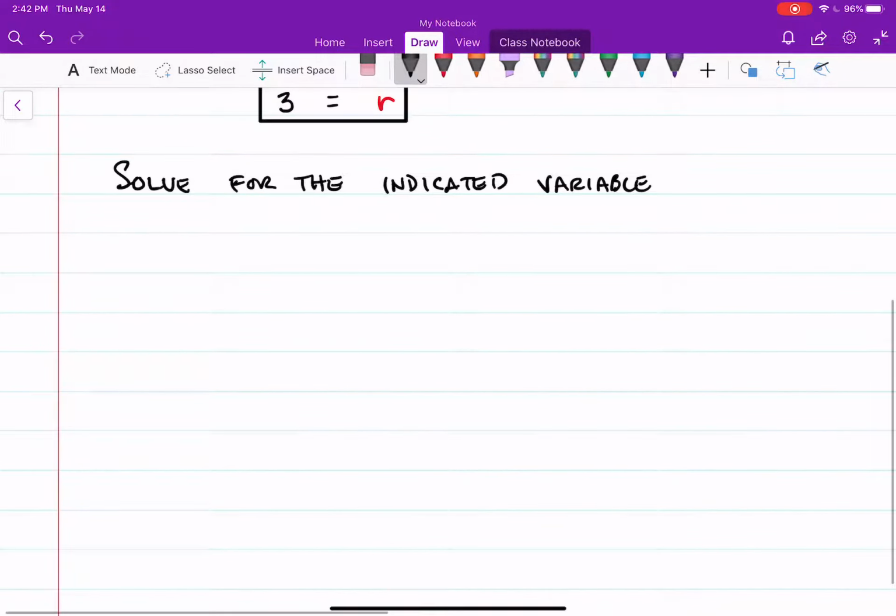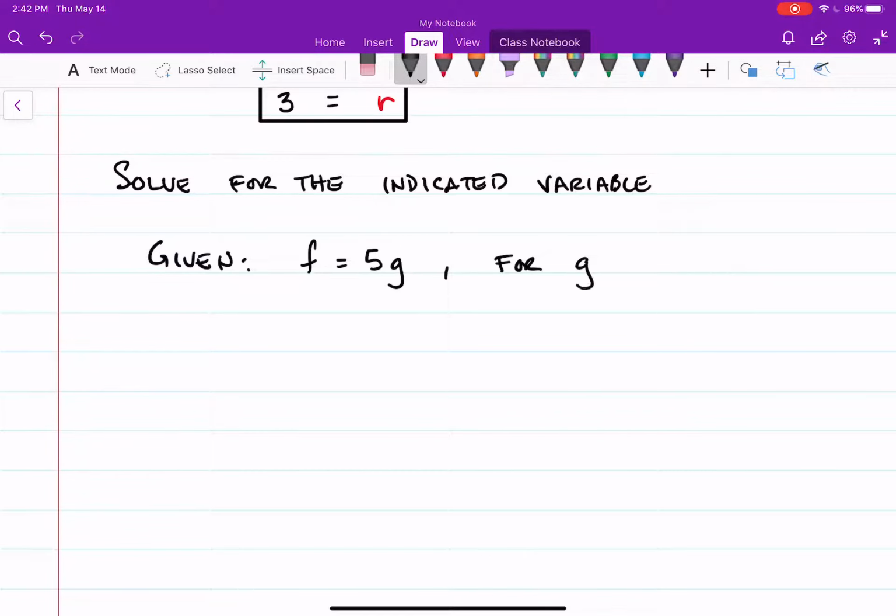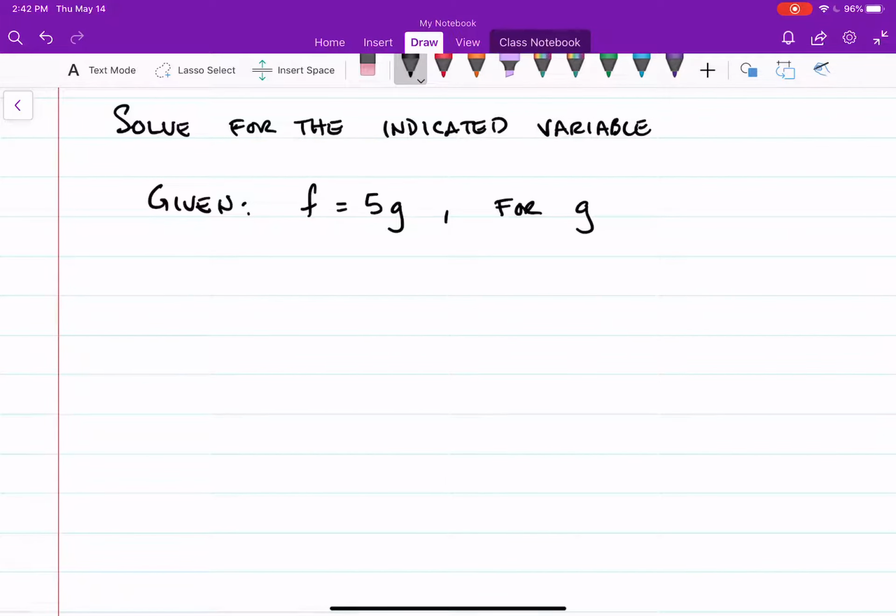So for example, you're going to be given F is equal to 5G, and then they're going to indicate the variable that they want you to find. So they're going to say for G. They give you the formula, and then they want you to solve for G. In other words, get G by itself. So let's write it this way.